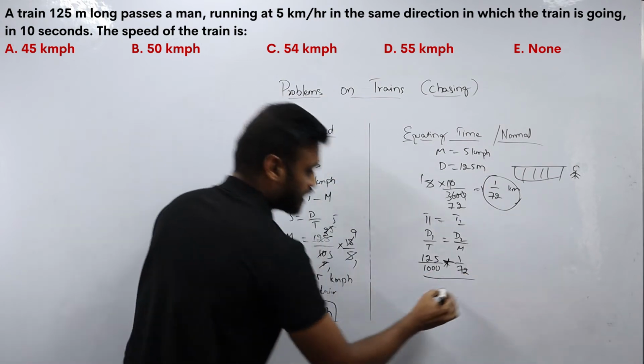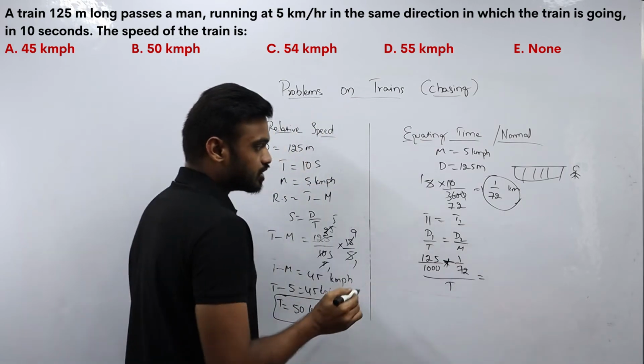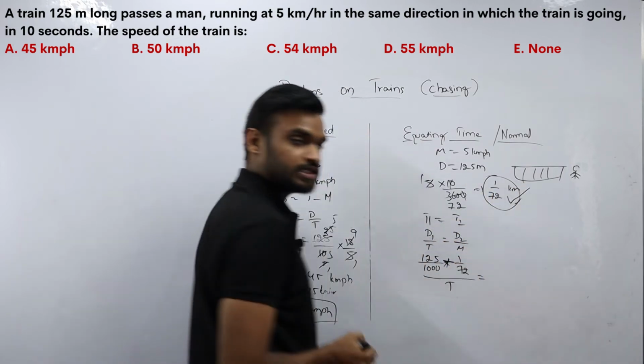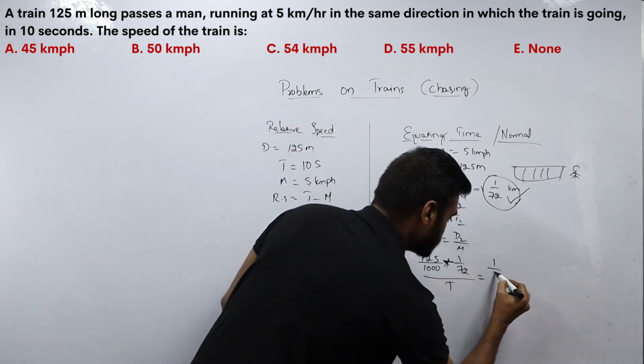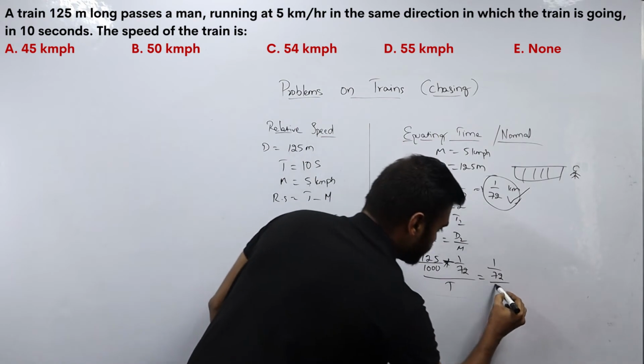So what is the speed of the train? We need to find out the speed of the train. And in the case of the man, what is the total distance covered by the man? That is 1 by 72 kilometers. So 1 by 72 by what is the speed of the man? That is 5 km per hour.